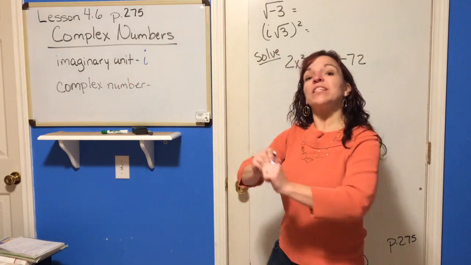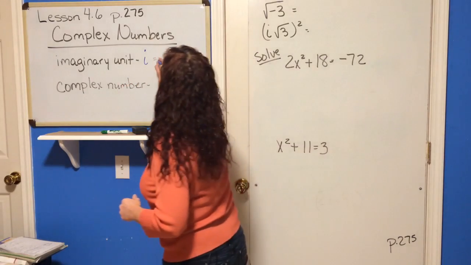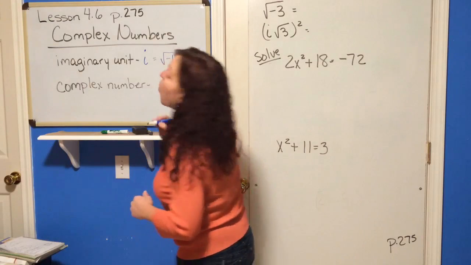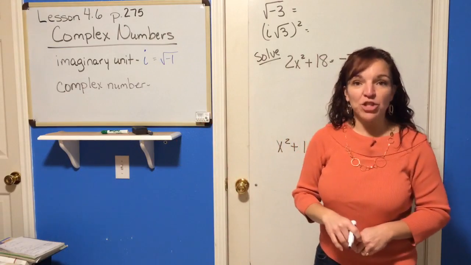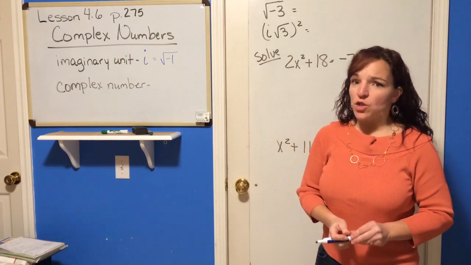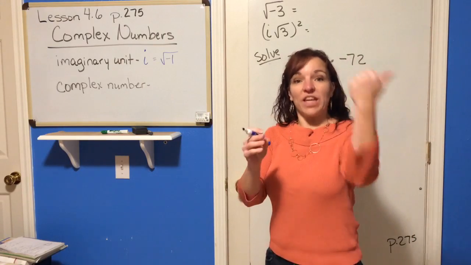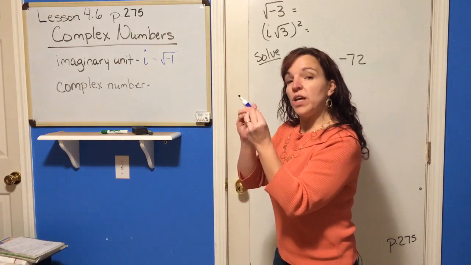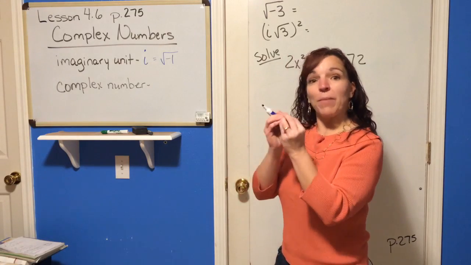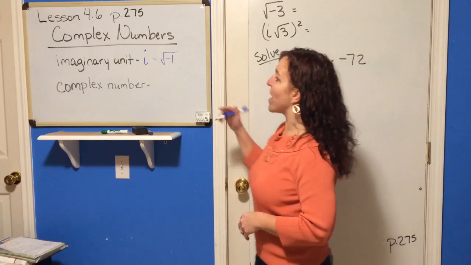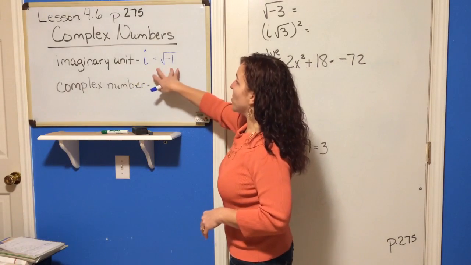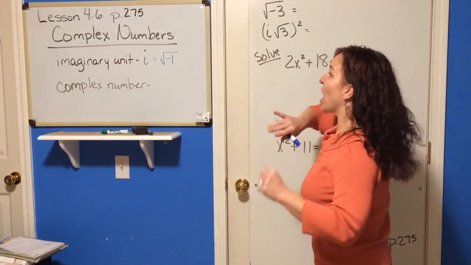The imaginary unit of i stands for the square root of -1. And that's why it's called imaginary, because you can't take the square root of a negative number because there's nothing times itself that equals a negative. Because if you take two numbers and multiply them by each other, they will always equal a positive. So the square root of -1, we're just going to call i.